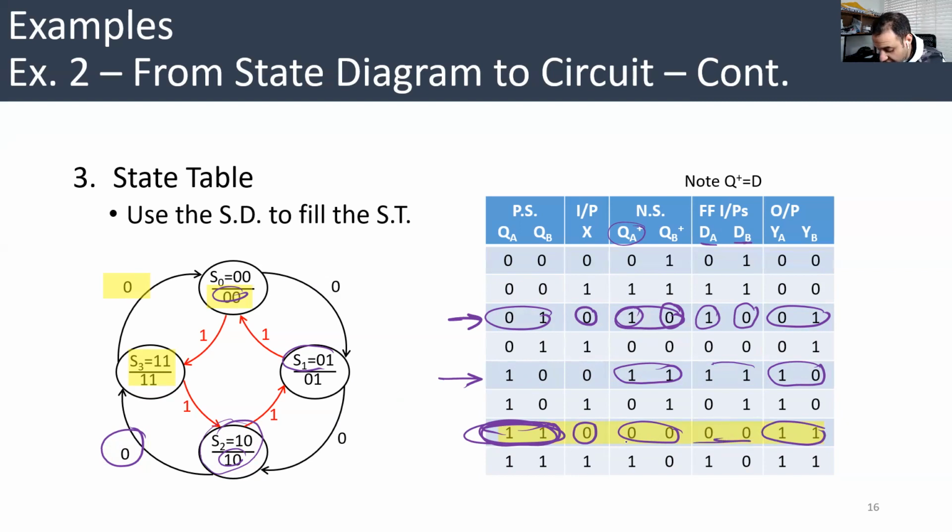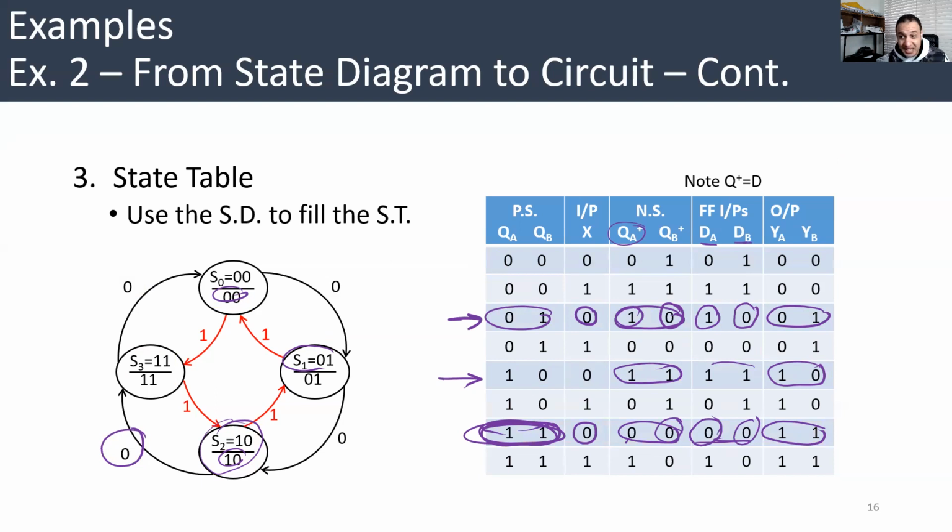Since QA plus is 0, that means when the clock comes, there must be a 0 in DA, so that QA plus copies this 0 and becomes 0. So DA is 0. Same story for QB plus and DB. QB plus is 0. That means when the clock comes, there was 0 on DB, so that QB plus copies the 0. That's why we have DB is 0 here. Okay, that's basically how to build that state table.